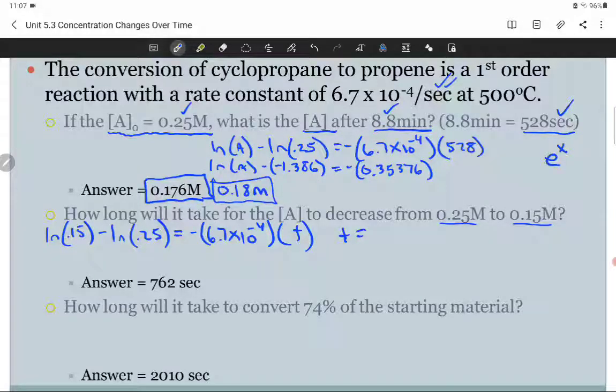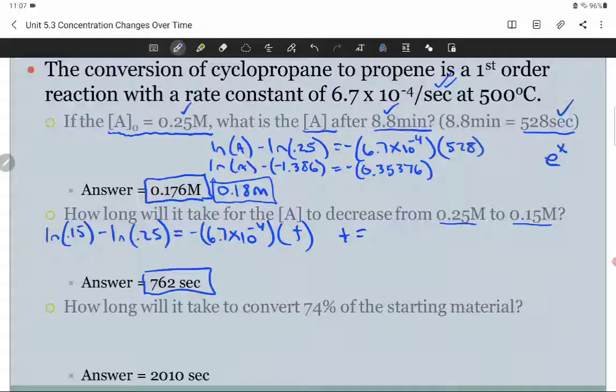So when we solve for time, we're going to get 762 seconds. So take the natural log of 0.15, take the natural log of 0.25, subtract those two values, divide by negative 6.7 times 10 to the negative fourth, and you'll be left with 762.